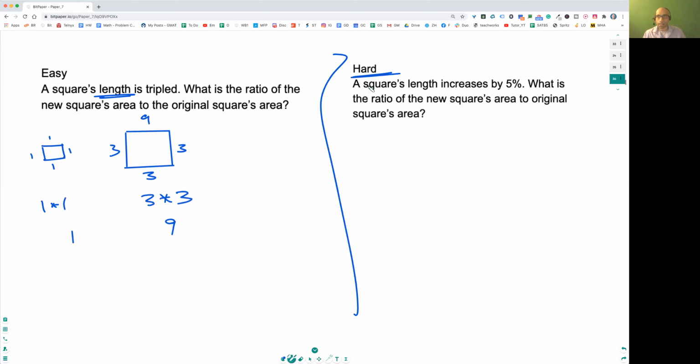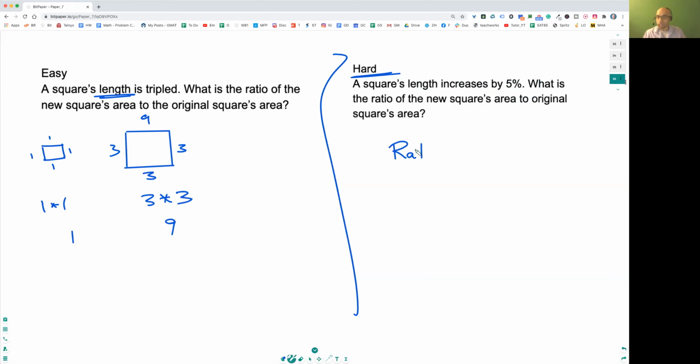Now let's think about this problem here. So this is perfect. Now a square's length increases by 5%. Now this problem here, to understand this problem, you need to know percents, which is another topic, but this is how the problems of SAT are based, right?